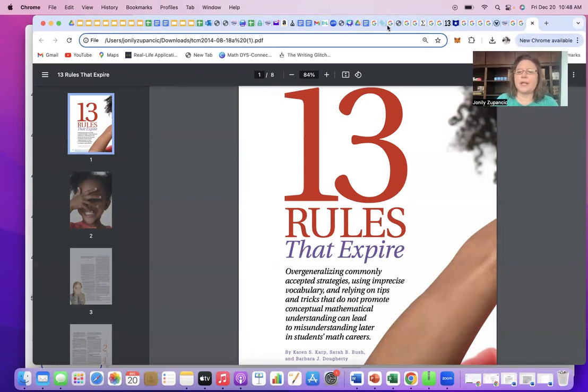This article has inspired so much math conversation and transformations in instructional practices because we as educators are a product of our system. We only know what has been done to us, and we only know how to teach how we've been taught to teach, or what has been taught to us. So oftentimes we don't have the full exposure of the content that we need to deliver to students.